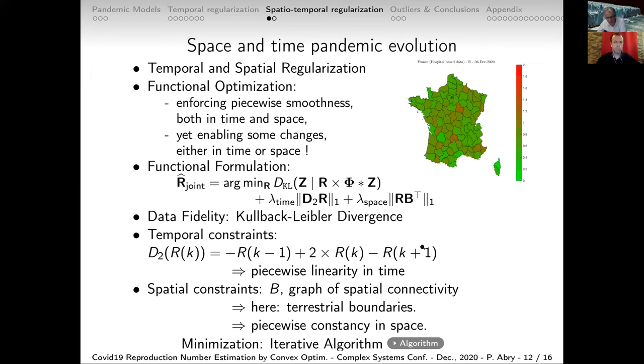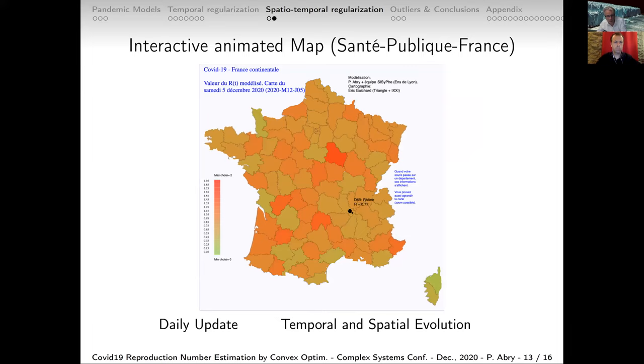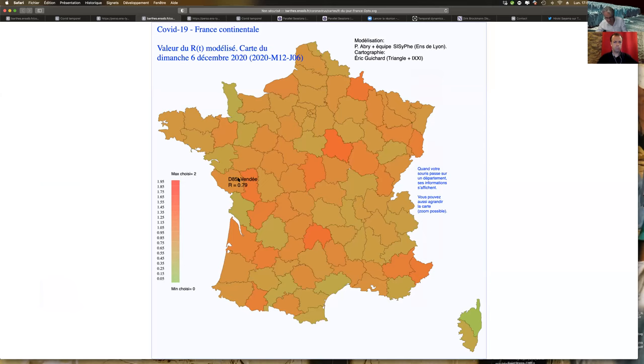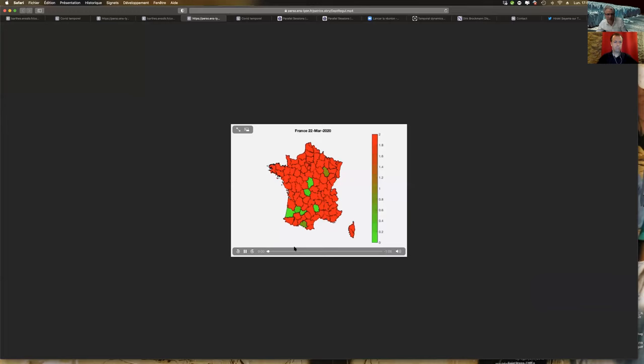I don't go into details here. And then you get these maps of France, which again we update every evening with all the counties and the R(t) every day. Again, you can pick any part of France you are interested in and look at the data. And also we have this nice time evolution, which I propose to have a quick look at.